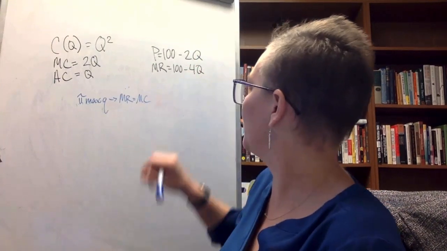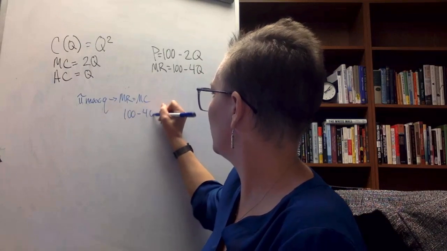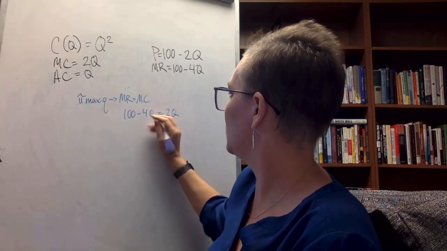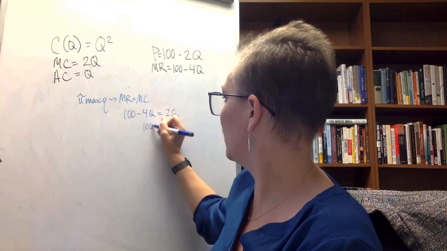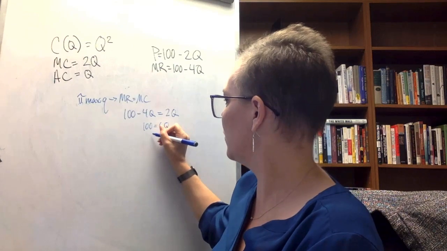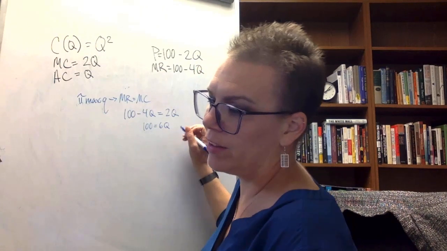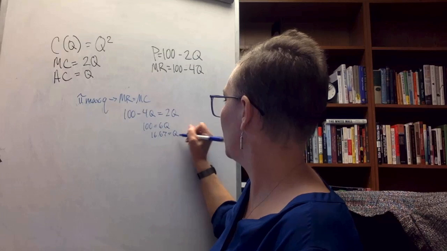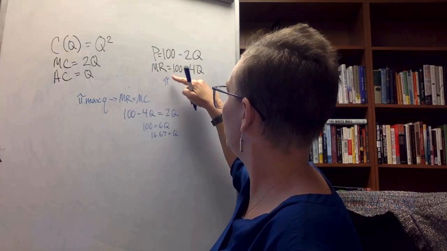So marginal revenue equal to marginal cost. We're going to use our marginal revenue curve, 100 minus 4Q, and set it equal to our marginal cost, which is 2Q. So that means we're going to add 4Q to each side. That's going to give us 100 equals 6Q, and then divide both sides by 6, which is going to give us the equilibrium quantity of 16.67 as our Q. So that is our profit max Q.